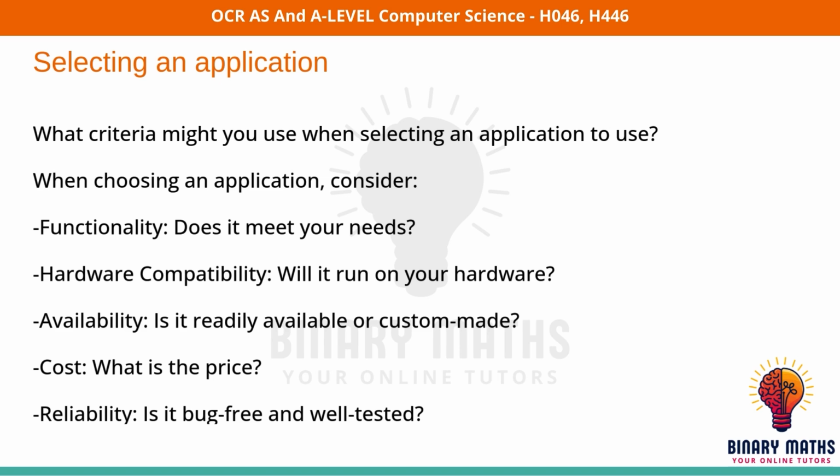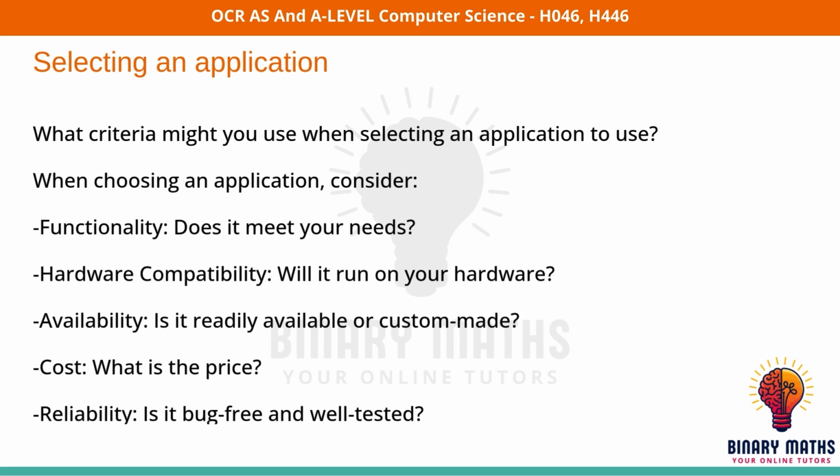Hardware compatibility is also essential. The software must be able to run on your existing hardware. For instance, high-end video editing may require a powerful computer with a fast processor, plenty of RAM, and a high-quality graphics card. Availability refers to whether the software is readily available for purchase or download. Off-the-shelf software is usually easy to obtain, while bespoke software may take time to develop and implement.